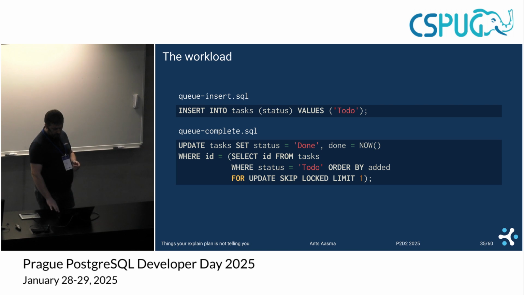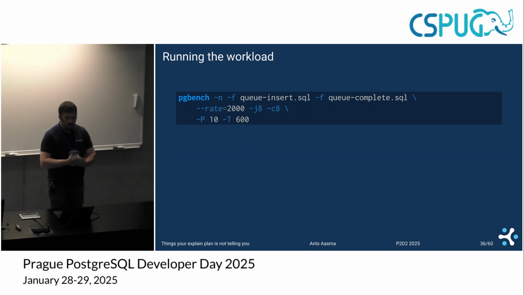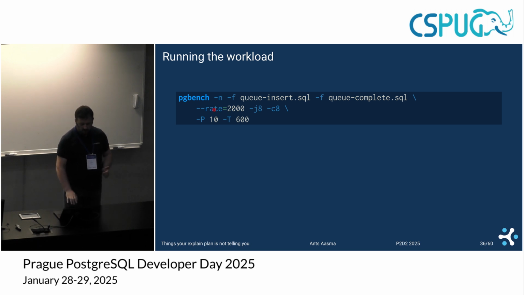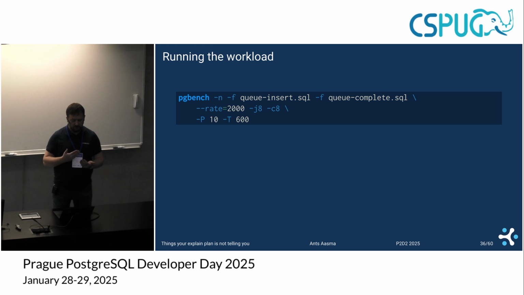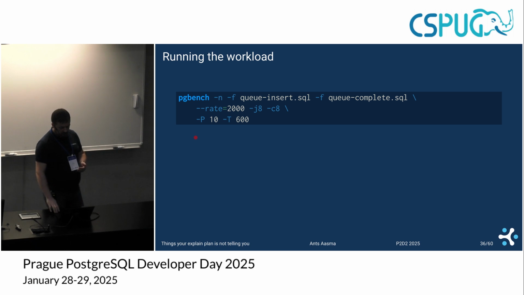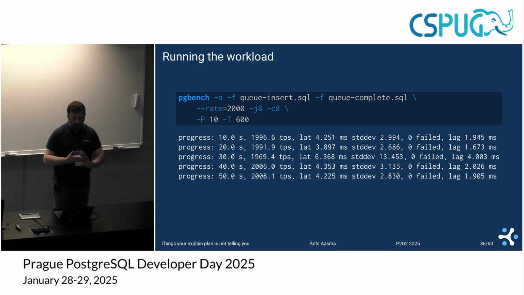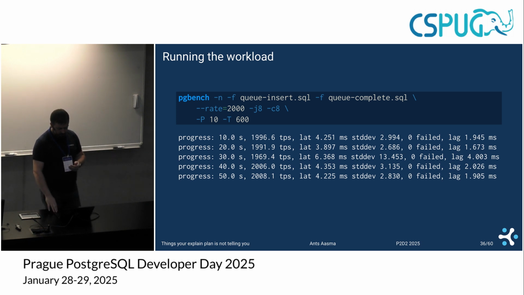And now to run this workload, we can use pgbench. It has some nice options for running custom scripts. We have those two SQL files. We're going to tell it to run 2,000 transactions per second using 8 connections for 10 minutes, giving us progress every 10 seconds. And that's going to look something like this, that we are nicely executing 2,000 transactions per second. The machine can keep up.